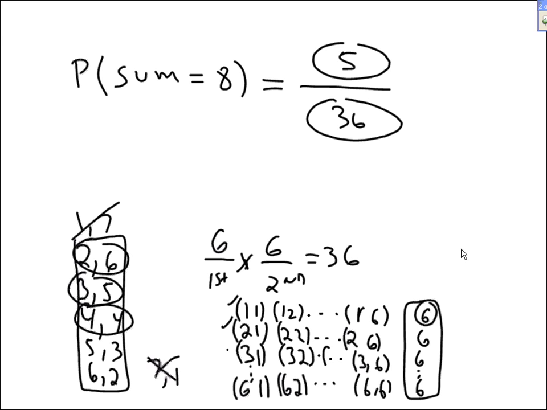1, 2, 3, the row 4 that I didn't put, row 5 that I didn't put, and row 6 that I did put. There are 36 different outcomes, so it's 5 out of 36.